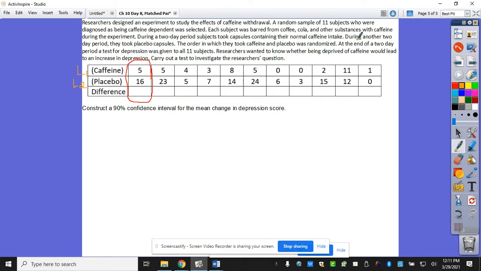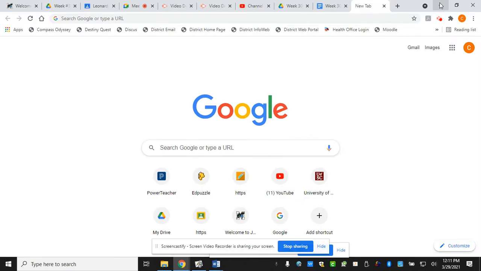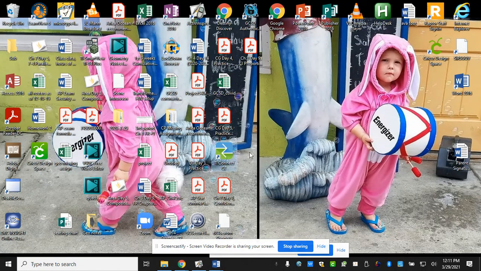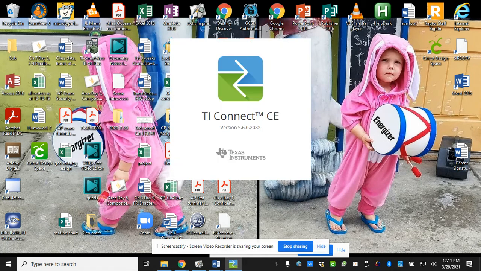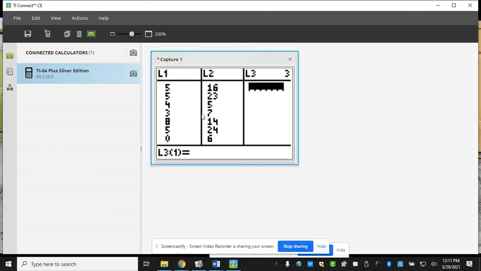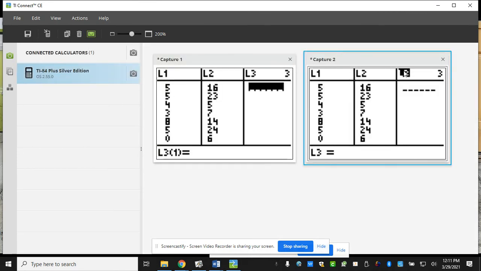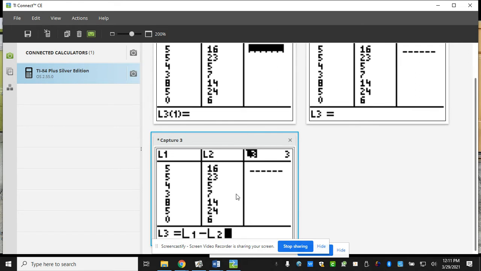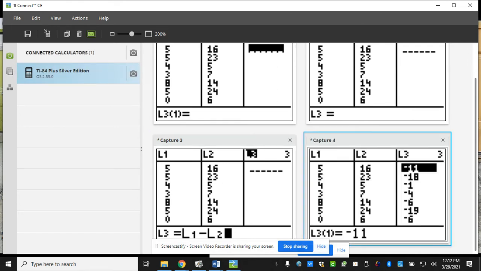So I've got caffeine is list 1, placebo is list 2. How do I get differences in my list 3? List 1 minus list 2. Remember, you have to come up here and highlight where it says list 3. Type in list 1 minus list 2 while it's highlighted up there. And then when you hit enter, it should fill everything in for you.